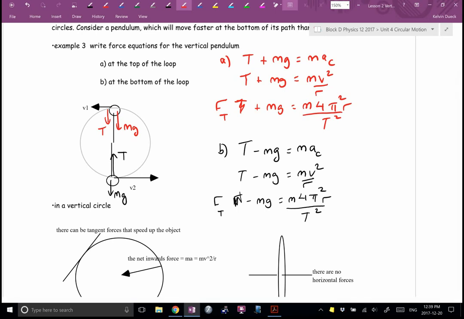Where is tension going to be the smallest, at the top or at the bottom? In your head, look at the first line for part A and the first line for part B. Get the tension by itself and tell me whether you think it's going to be smaller at the top or at the bottom, and why. Why is it going to be smaller at the top? It's going to be mac minus mg, where at the bottom it's going to be mac plus mg.